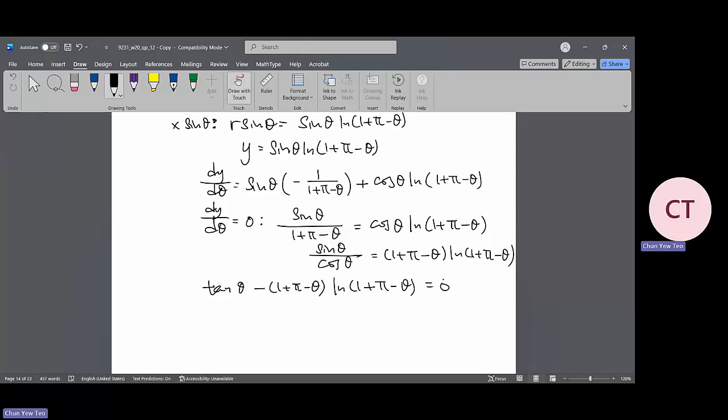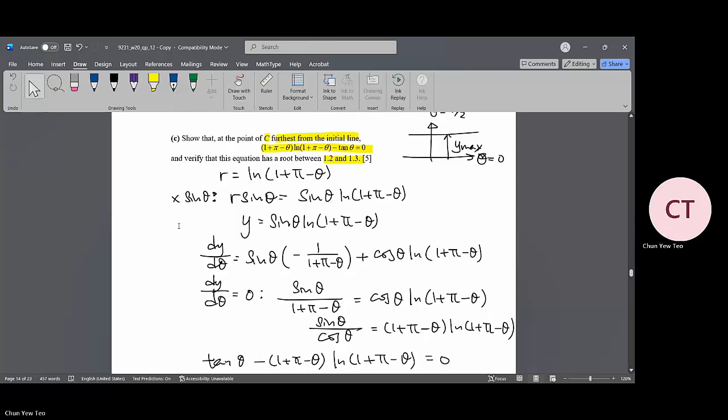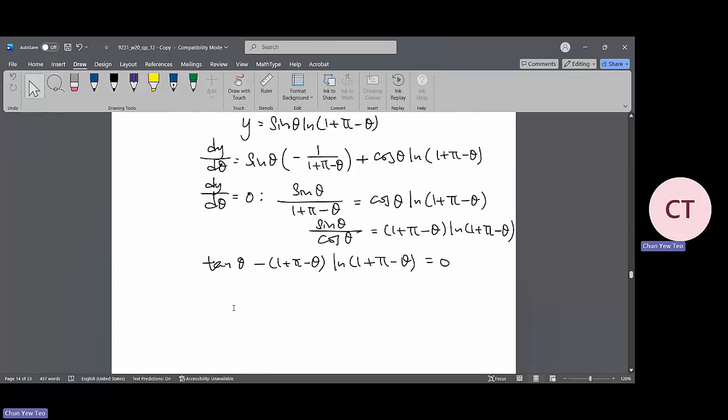Okay, so the order is different. You can see that the tangent theta is behind. So what you need to do is just rearrange them. Then you will get the form that you want to show. So you just make it become 1 plus pi minus theta ln 1 plus pi minus theta in front, then minus tangent theta is equal to 0. So shown.